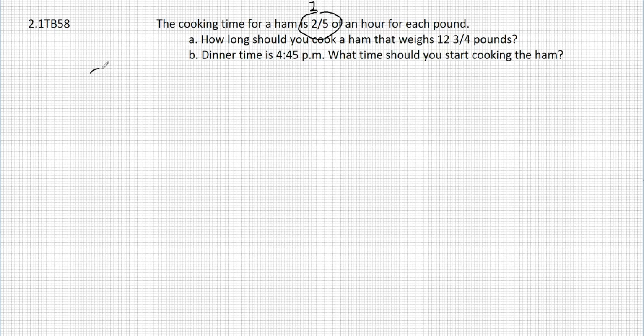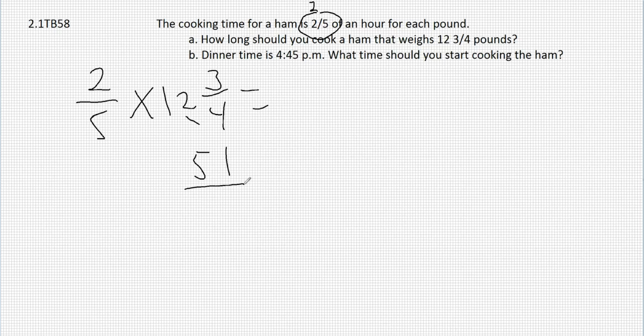We just need to know what 2/5 times 12 3/4 is, which has enough steps in itself to make this problem hard. 2/5 times 12 3/4. So first we have to change the 12 3/4 to an improper fraction. 4 times 12 is 48, plus 3 is 51. So we end up with 51/4 times 2/5. Let's simplify before we multiply.